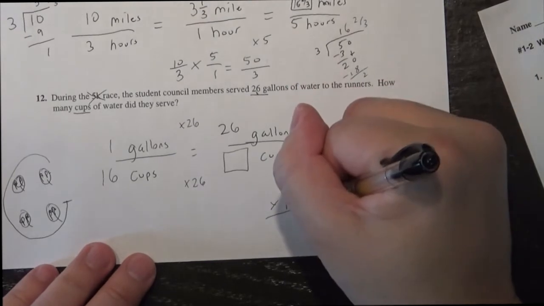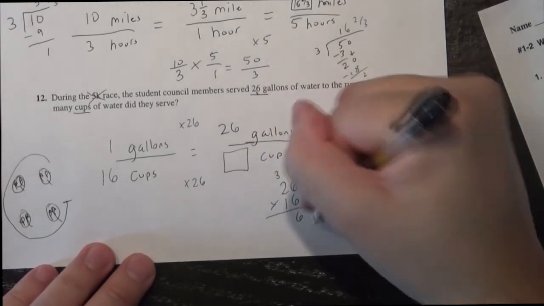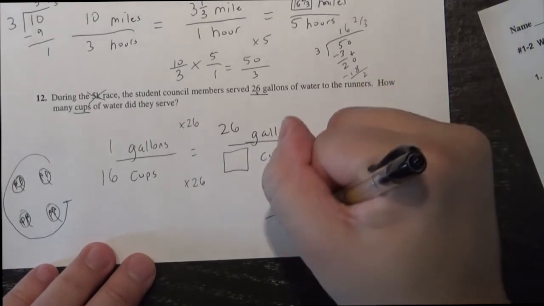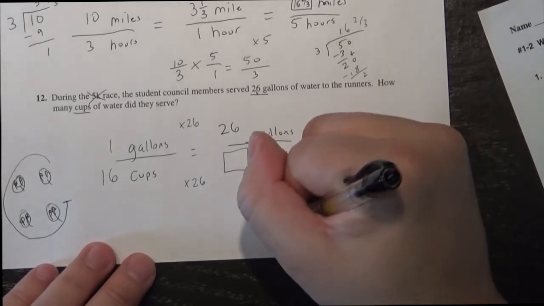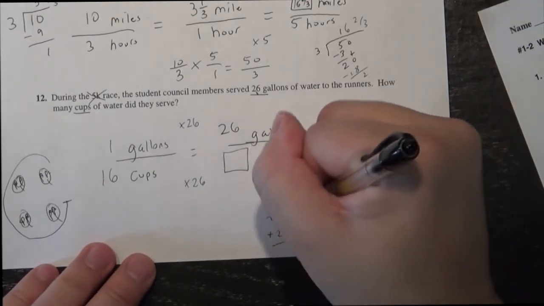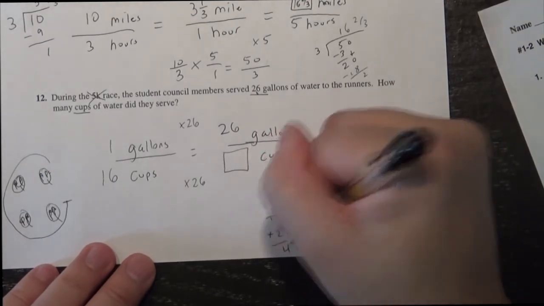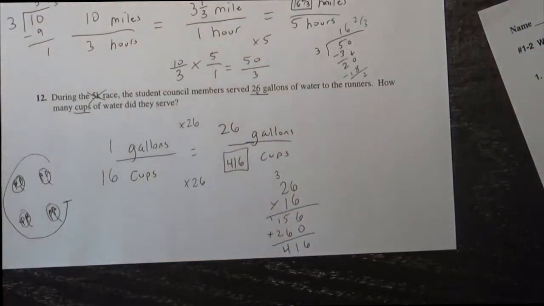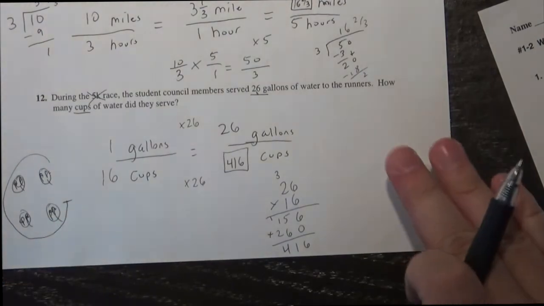So 6 times 6 is 36. 6 times 2 is 12, plus 3 is 15. Add my placeholder 0, multiply by 1, now add them up. I get 6 plus 0 is 6, 5 plus 6 is 11, 1 plus 1 is 2 plus 2 is 4. That's 416 cups. So again, if we start with our labels, if we remember those common conversions, number 12 is going to be pretty easy for us.